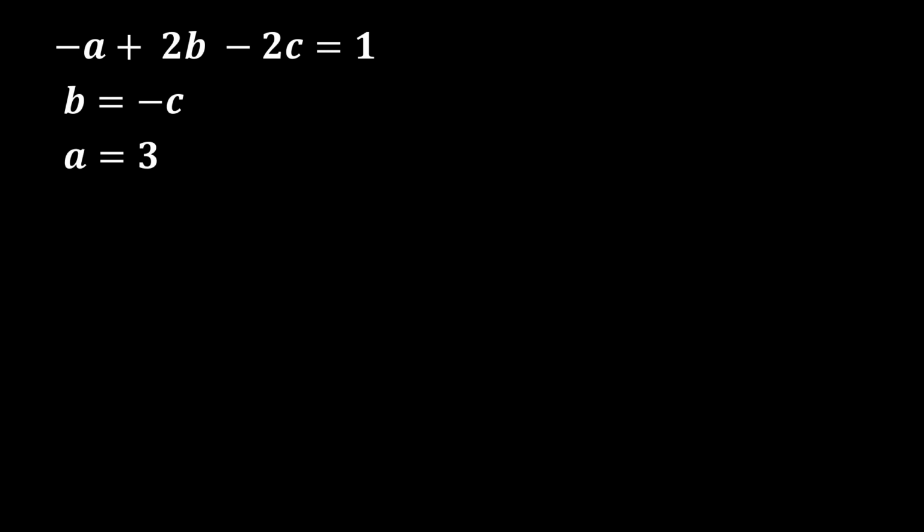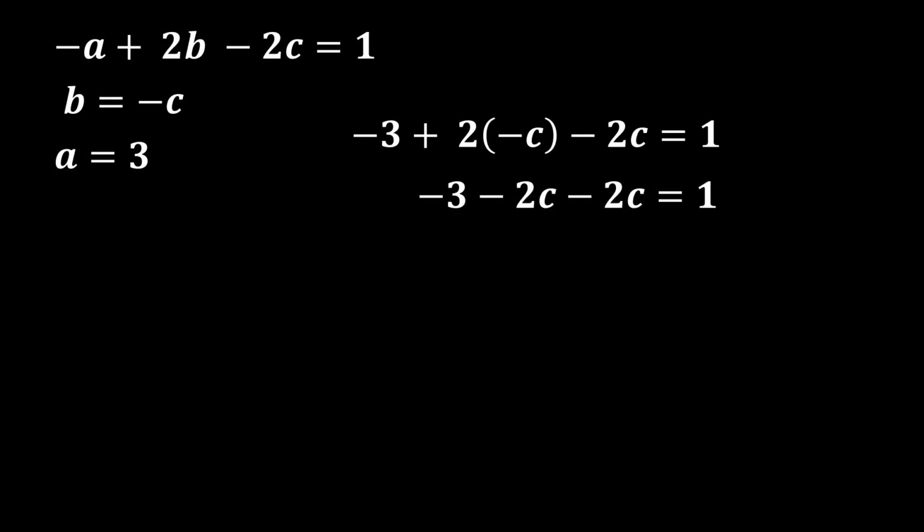As such, we can say that a is equal to 3 and b is equal to negative c. We are now going to use the fact that a is equal to 3 and b equals negative c to find the value of the remaining variables. So here I'm substituting a with 3 and I'm substituting b with negative c. As you can see, I can simplify. I will combine like terms.